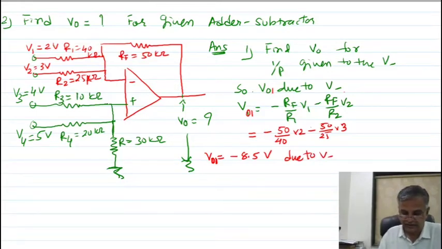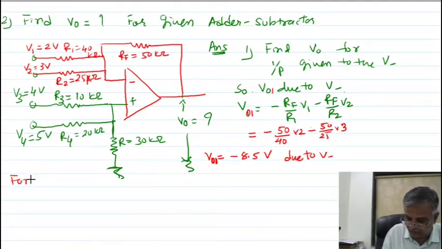Listen again: due to these two voltages, the output that I have written is VO1. So due to the negative terminal, I can write this equation directly and sort it out. Otherwise, you can also do it like this, by drawing the diagram. For VO1, you can draw the diagram like this. This is your V1, this is V2.